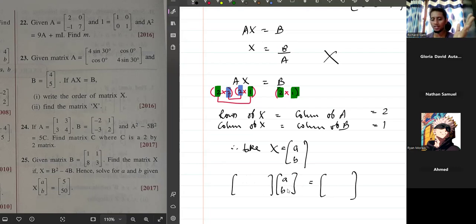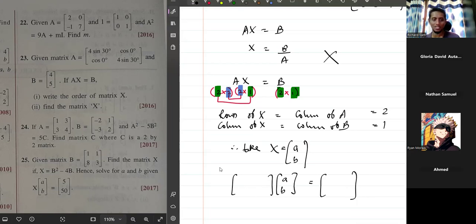Okay, so this is multiplication of two matrices. So you'll get two equations. First row into first column is equal to this first value. And then second row into first column will be the second value. You'll get two equations with A and B. Simultaneously solve them and find A and B. Is that clear, everyone? Understood or not?